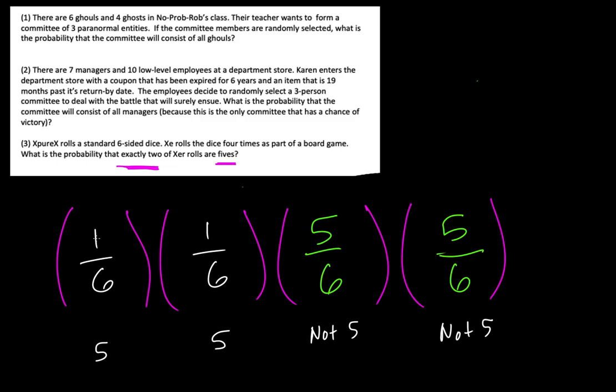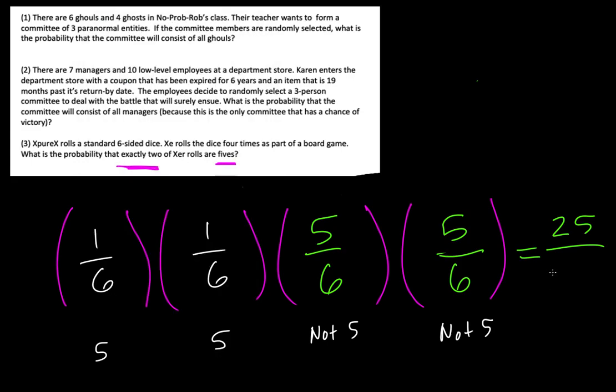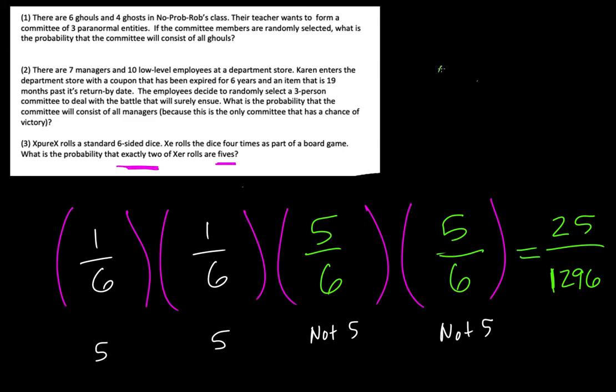All right, so all we need to do is multiply the tops. So 1 times 1 times 5 times 5 is going to be 25. 6 times 6 times 6 times 6, or 6 to the 4th, is going to be 1296. And if we divide that, we're going to get 25 divided by that. And so we get 0.019. Or if we translate that into a percentage, we're going to get 1.9%, which if we round that is about a 2% chance.